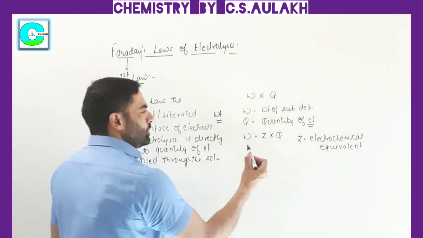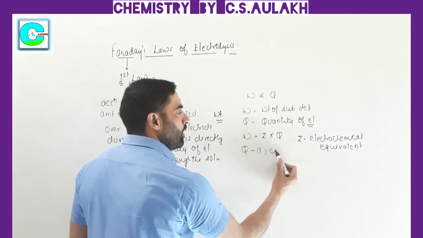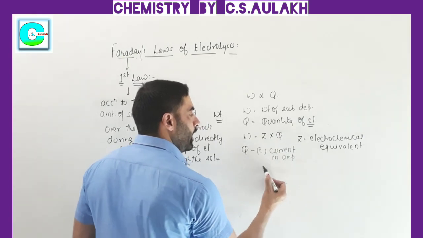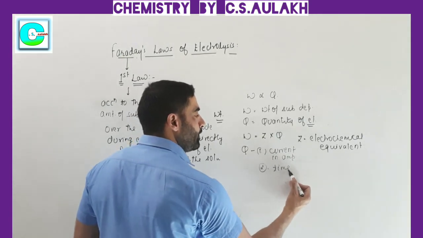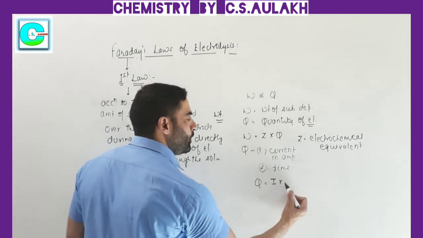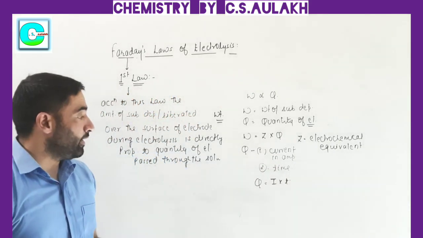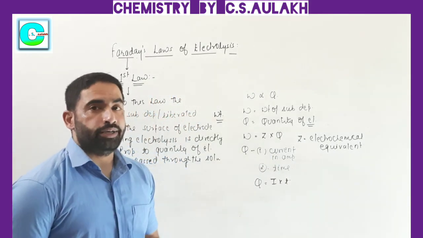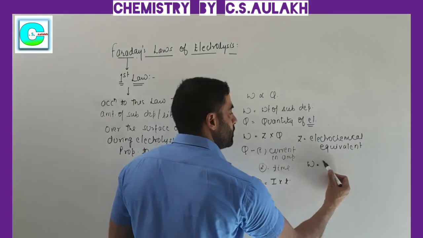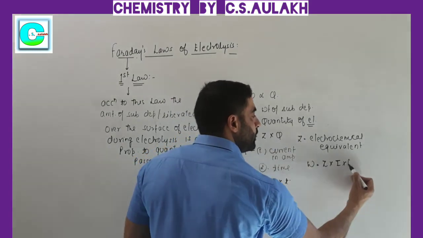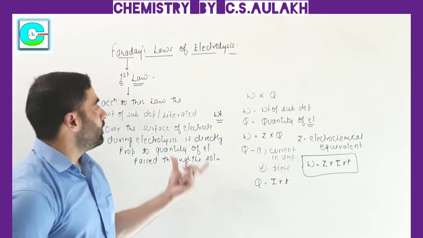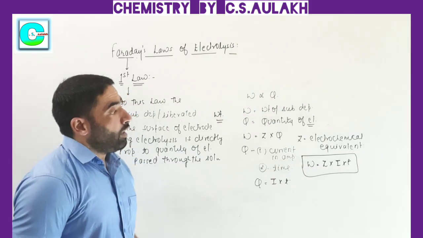So you can say Q depends upon two factors. One is current in amperes, and second is the time for which the current is passed through the solution. So we can write Q is equal to I into T. Here I is the current in ampere and T is the time for which the current is passed through the solution. So if we put these two values in this equation, we will obtain a final relation m = Z into I into T. So this is the mathematical form for the first law given by Faraday for the quantitative aspect of electrolysis.